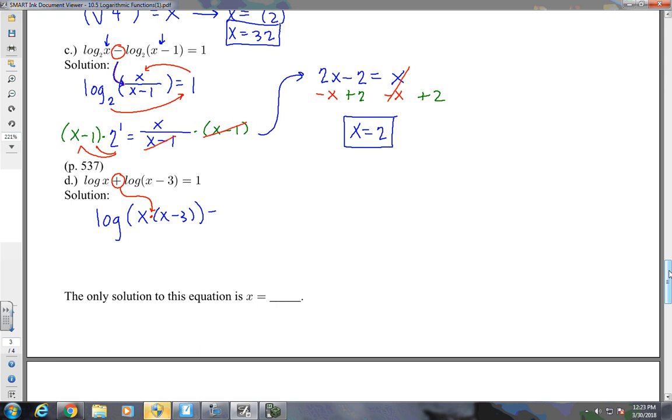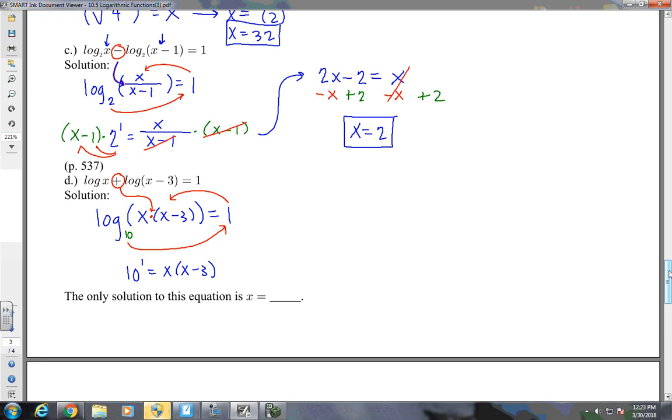Okay, so remember, subtraction and division go together, addition and multiplication go together. Notice the base is omitted on this logarithm. If there's no base that's written, it's understood to be the common base or a base 10 logarithm. So although it's not written, we know that there is a base 10 there. Now that we've condensed the logarithm, we're going to convert to exponential form, base, exponent, and argument. So our new equation becomes 10 to the first power equals x times x minus 3. So we've kind of wiggled our way out of the logarithm.